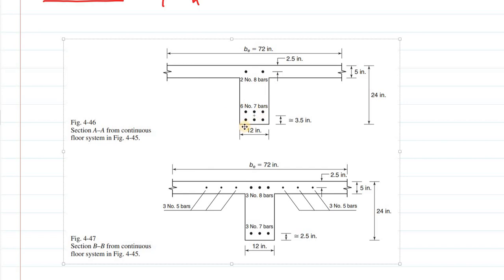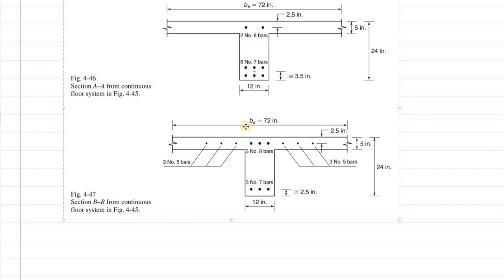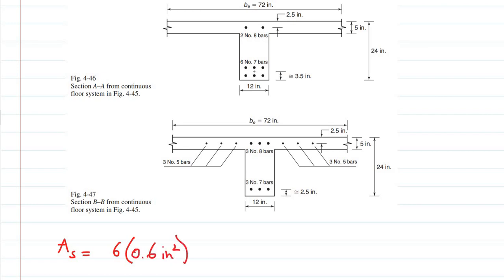So for this section AA, let's calculate AS first. We have 6 number 7 bars, so AS is equal to 6 times the area of each number 7 bar. Each number 7 bar has 0.6 square inch area. So 6 times 0.6 square inch, we are getting 3.6 square inch. We also have some reinforcement on the compression side, so we have AS prime as well. AS prime equals 2 number 8 bars, so 2 times the area of one number 8 bar, which is 0.79 square inch. So AS prime becomes 1.58 square inch.